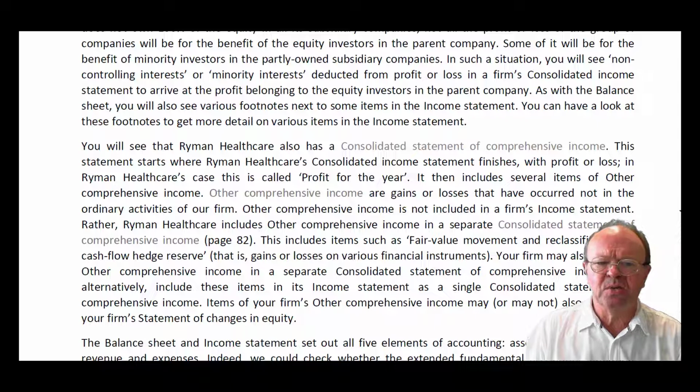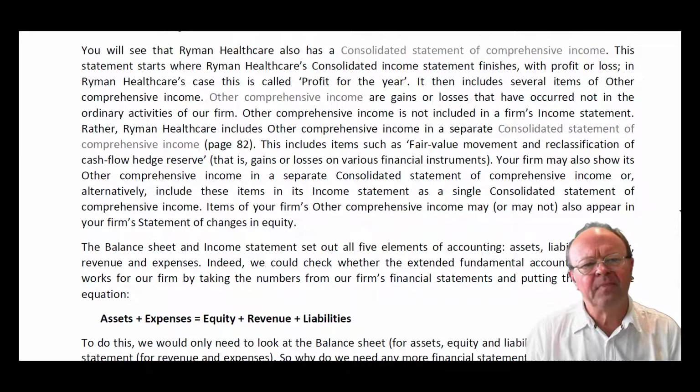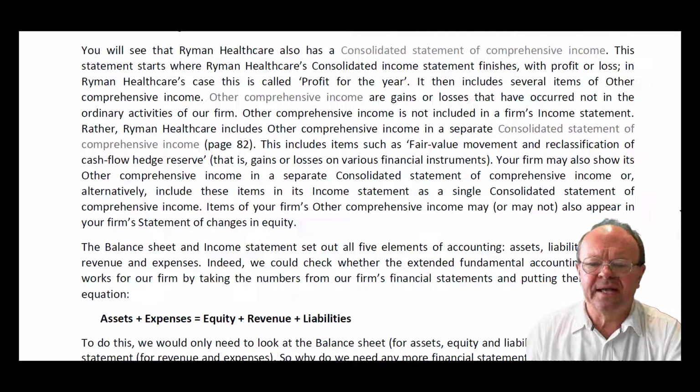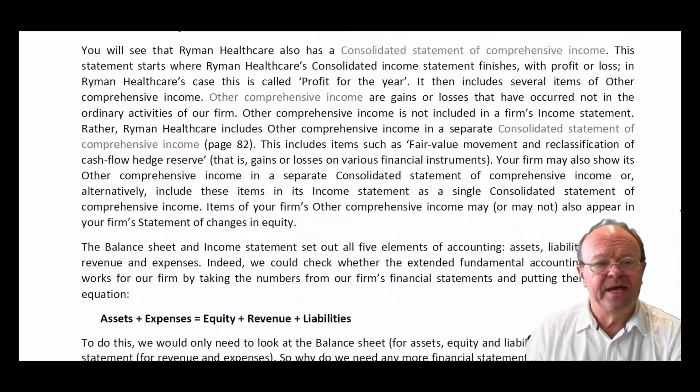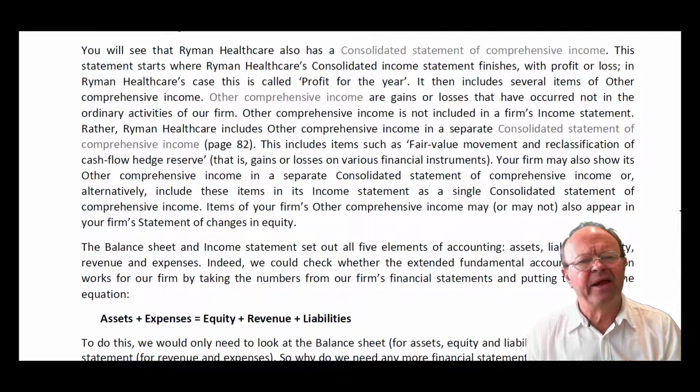As with the balance sheet, you will also see various footnotes next to some items in the income statement. You can have a look at these footnotes to get more detail on various items in the income statement. You will see that Ryman Healthcare also has a consolidated statement of comprehensive income. This statement starts where Ryman Healthcare's consolidated income statement finishes, with profit or loss. In Ryman Healthcare's case, this is called profit for the year. It then includes several items of other comprehensive income.